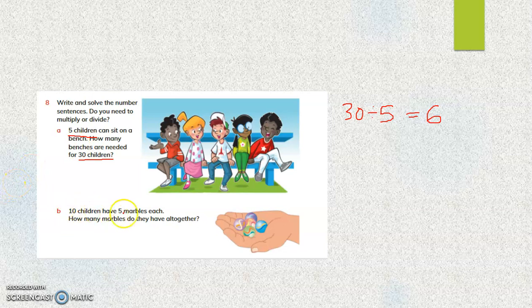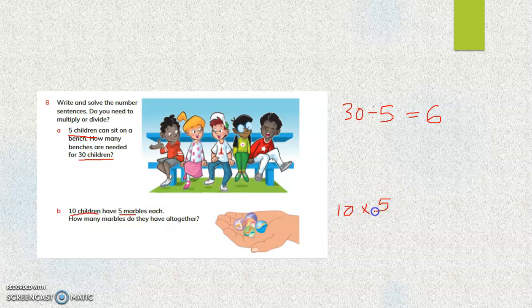Now, 10 children have 5 marbles each. You are given the number of children and the number of marbles each has. How many marbles do they have all together? So one child has 5 marbles, and there are 10 children. Together how many do they have? One is given, and to find how many in all, we need to multiply, right? So 10 into 5. What is 10 into 5?